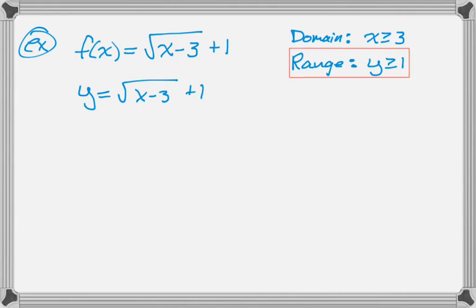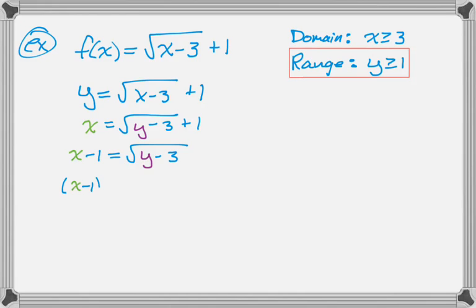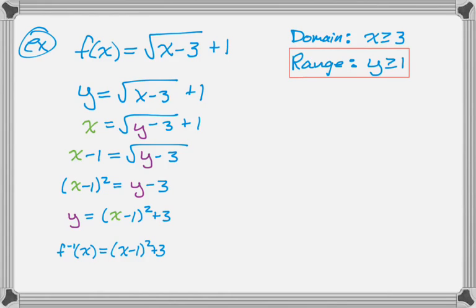y is equal to radical x minus 3 plus 1, so I switch f of x to y. I'm going to swap x and y. So x is radical y minus 3 plus 1. Subtract 1. And now I'm going to square both sides. So solving a radical equation now. Square both sides. And then add 3. And then I'm going to switch y with f inverse. So f inverse of x should be the quantity x minus 1 squared plus 3.